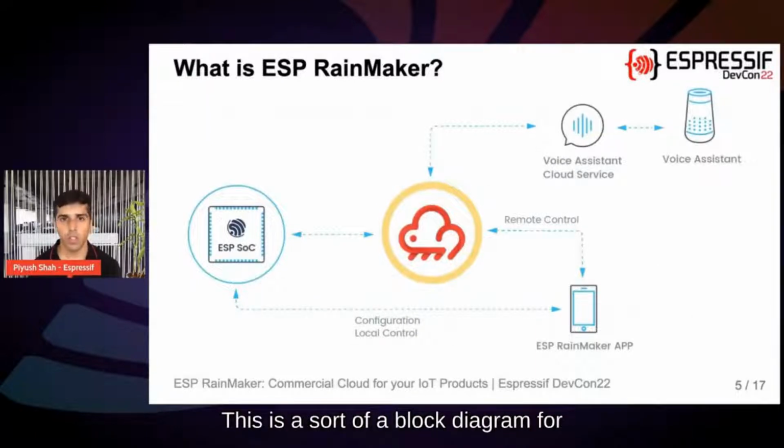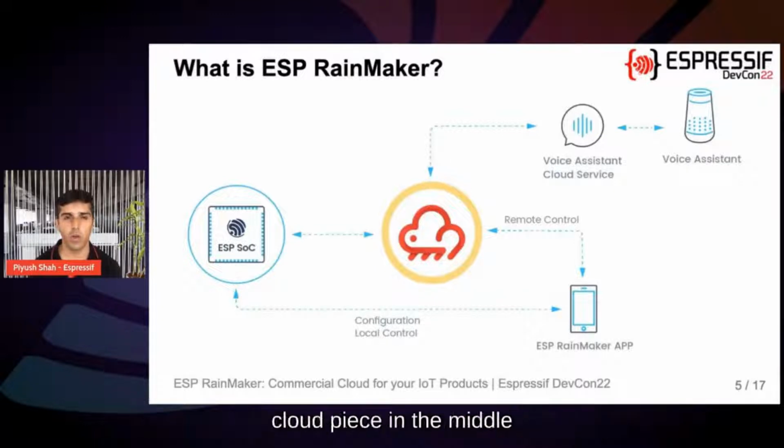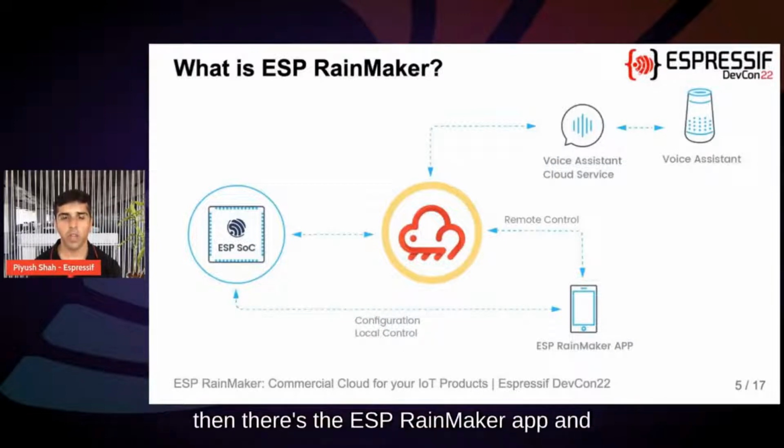So this is a block diagram for ESP RainMaker. As you can see, there's the cloud piece in the middle. The ESP SoCs are talking with the cloud. Then there's the ESP RainMaker app and the external voice assistant integrations that we spoke about.